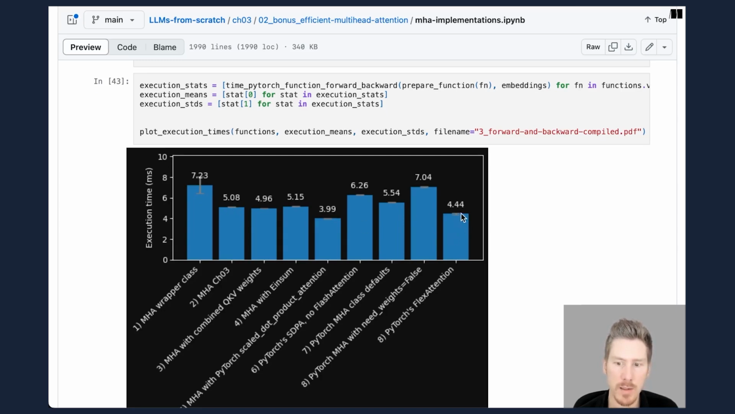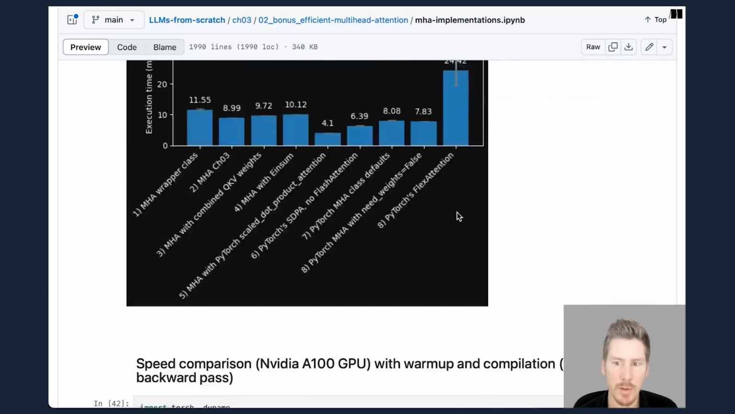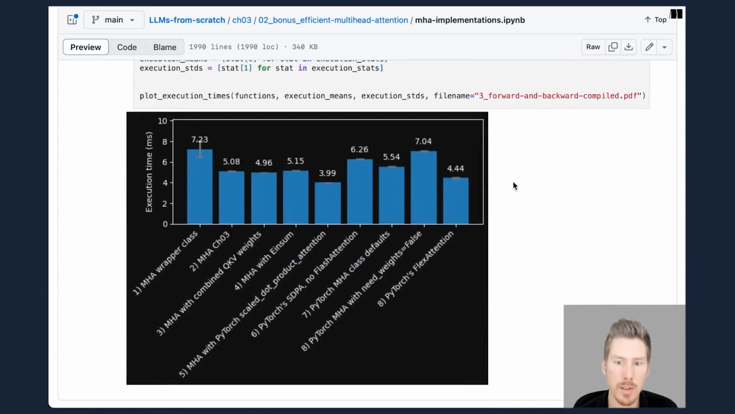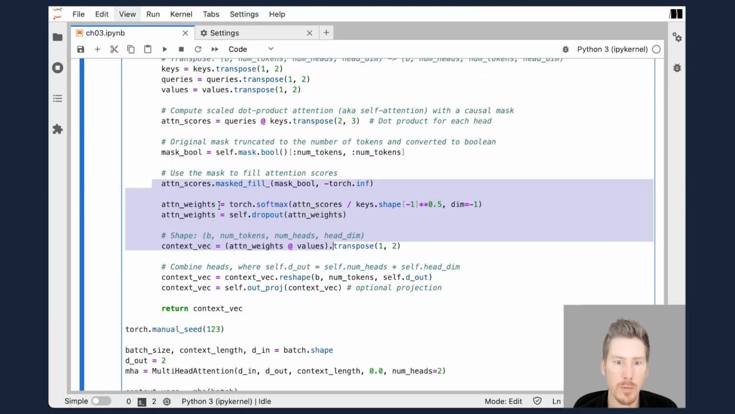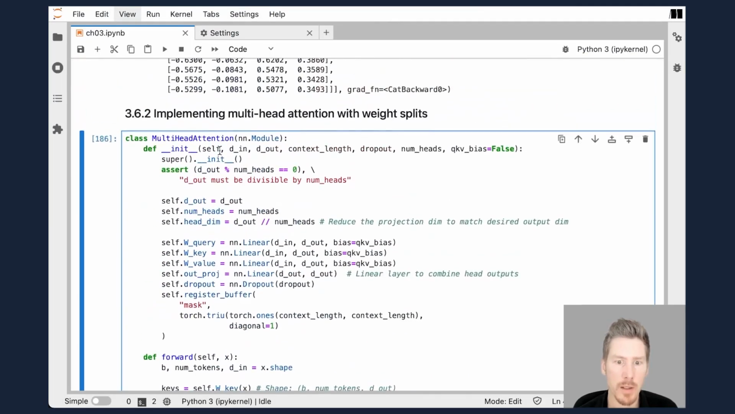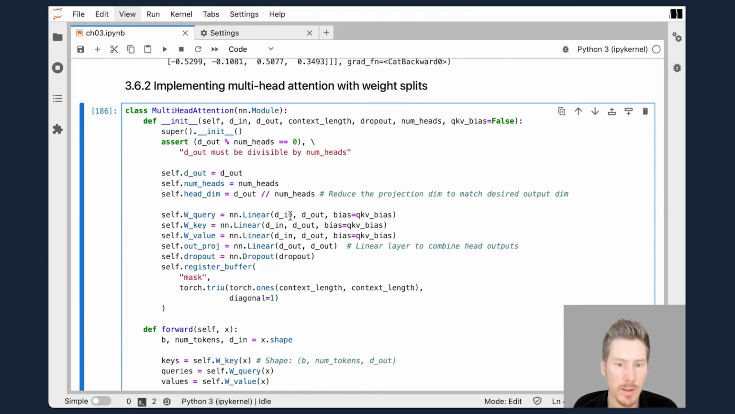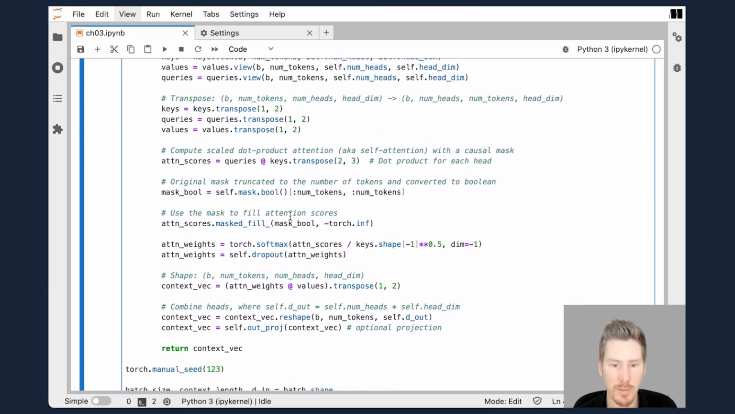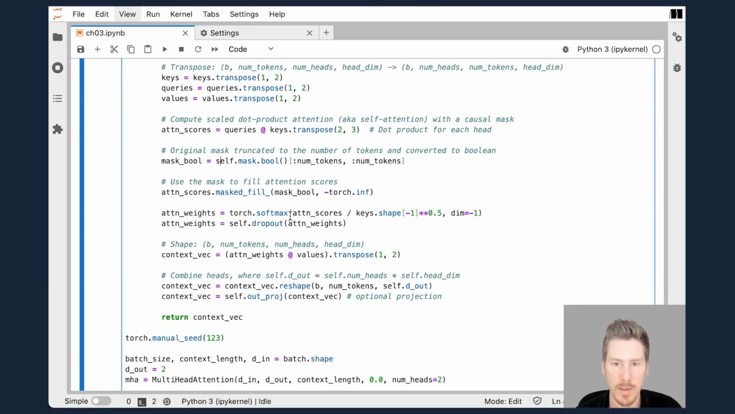And you can also see flex attention is now fast. For flex attention, you definitely need to use compile because otherwise it's very slow. It's meant to be compiled. But yeah, you can see overall our implementation here, this MHA code, is not too bad after all. And this is really a nice, readable from-scratch implementation where we can really understand what's going on.